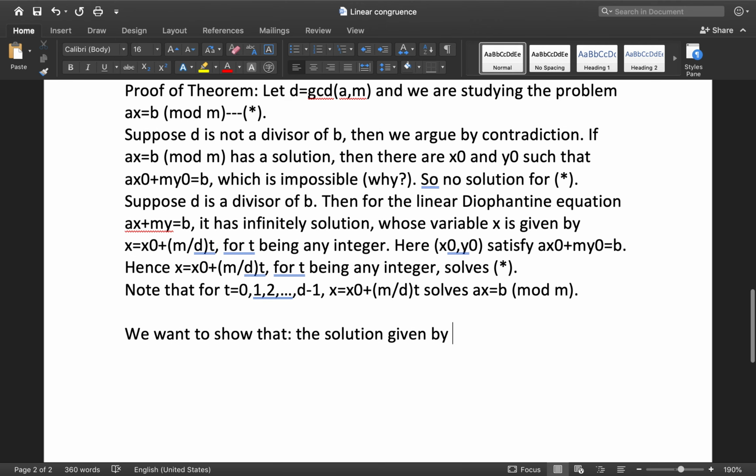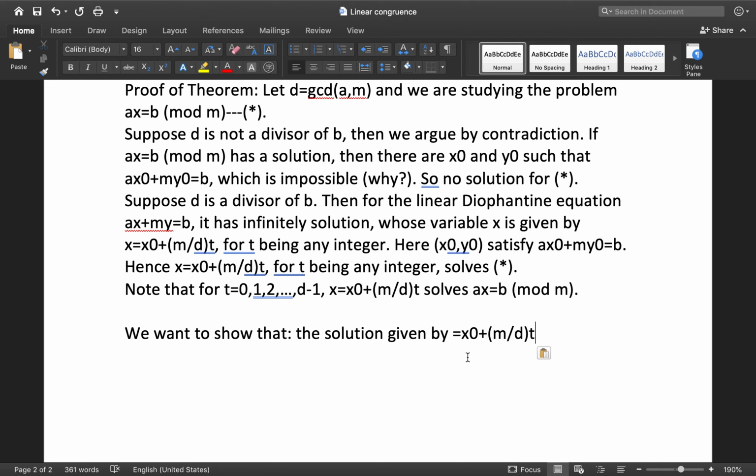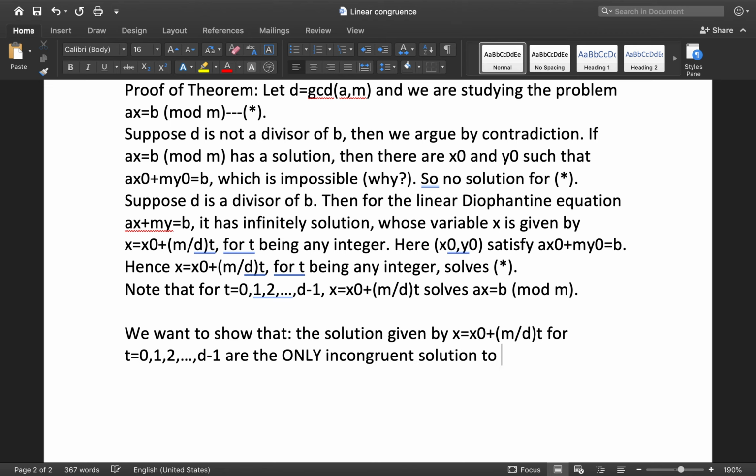let me go back a little bit. Given by x, copy and paste, given by this, for t equal to this, again copy and paste, are the only incongruent solutions to ax equal to b modulo m. Actually, they are the only incongruent solutions.